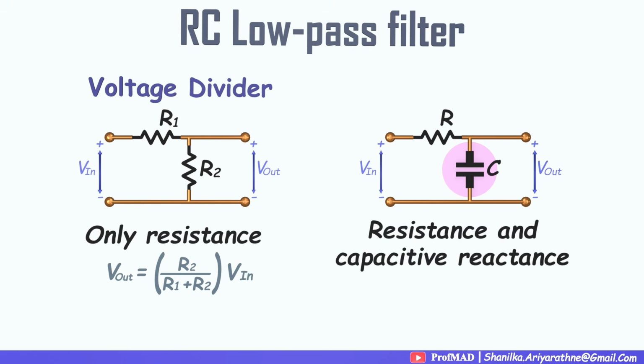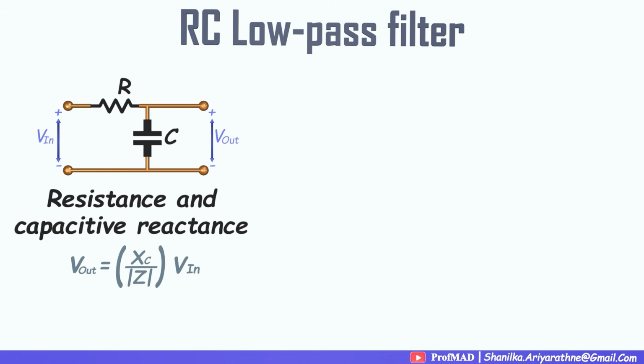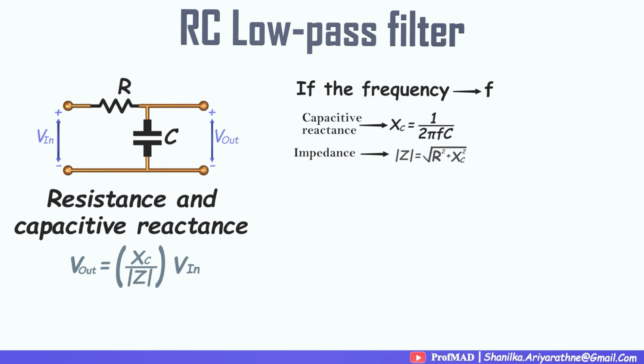Remember, this circuit now contains both resistance and capacitive reactance. So to calculate the voltage, we need to use the RC circuit version of Ohm's law, which uses reactance and impedance instead of only resistance. If you're not familiar with impedance yet, I recommend watching our previous video first. The link is in the description. In an RC circuit, if the input signal has a frequency f, we can calculate the capacitive reactance and impedance using these formulas.